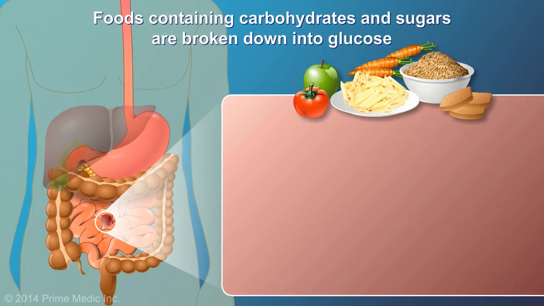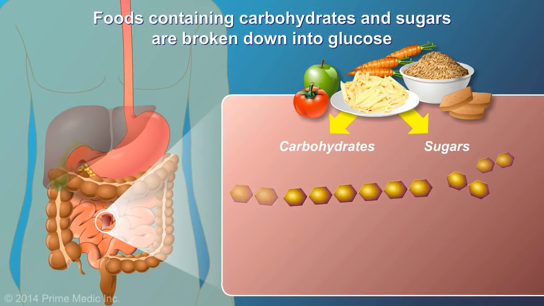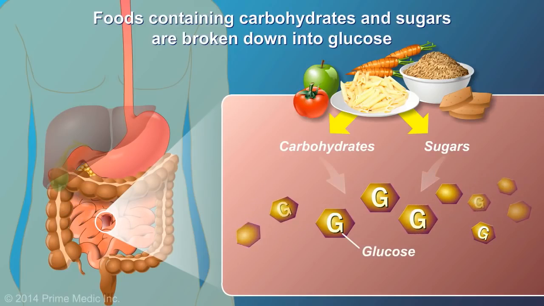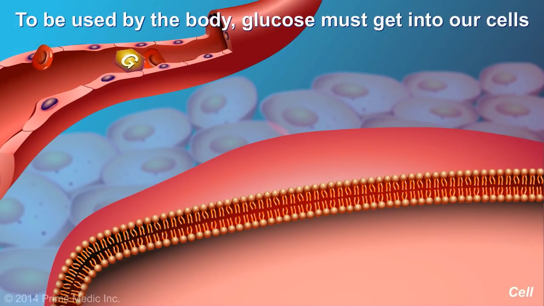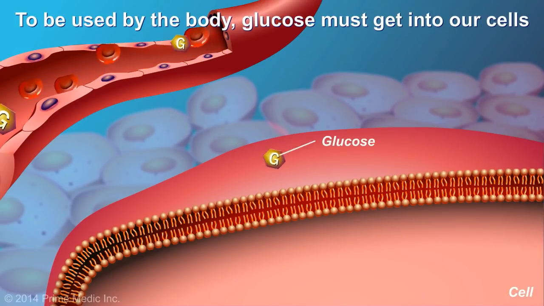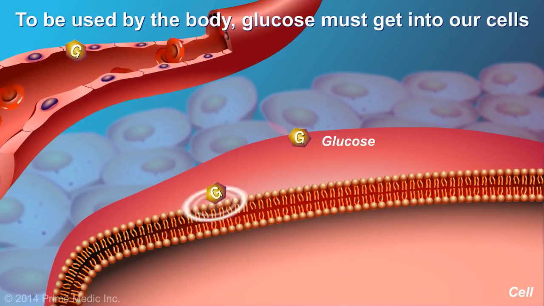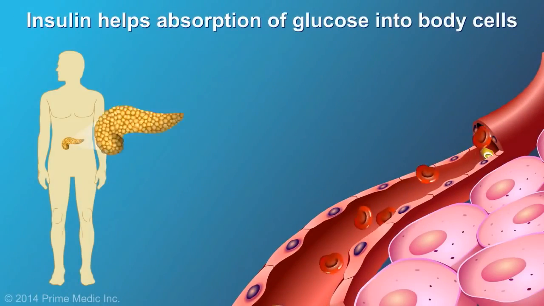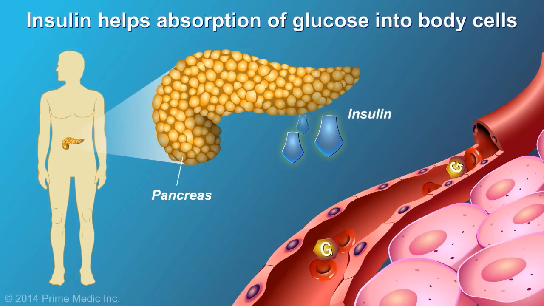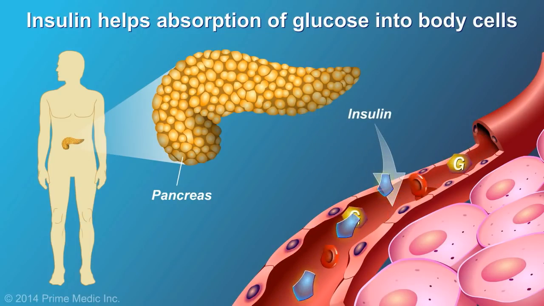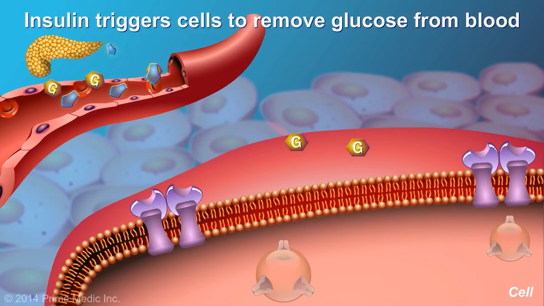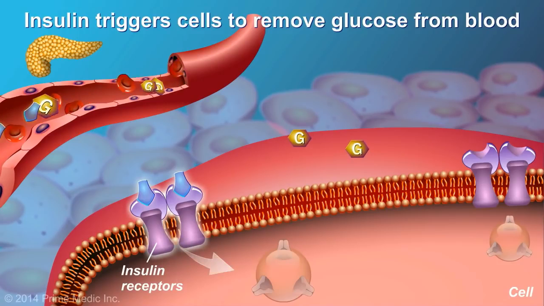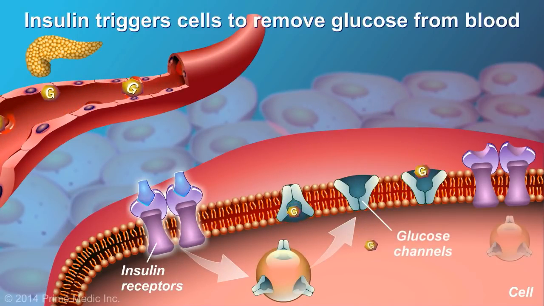Foods containing carbohydrates or various sugars are broken down into glucose. Glucose is an important source of fuel for many organs in our body. However, to be able to use the glucose for fuel, the glucose molecule must first enter into the cell. The pancreas produces a hormone called insulin, a chemical messenger essential for the entry of glucose into cells. As the blood glucose levels rise after a meal, insulin is released into the bloodstream and sets processes in motion to trigger the removal of glucose from the blood to enter into the cells.